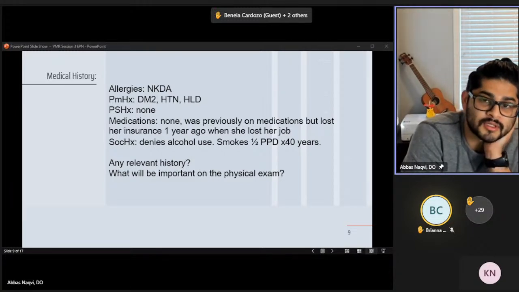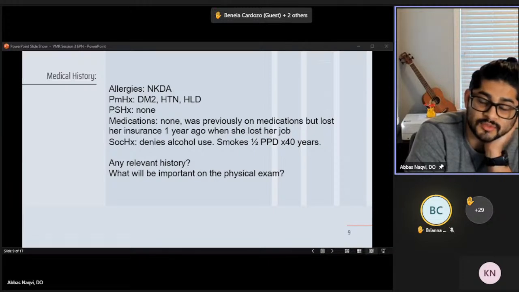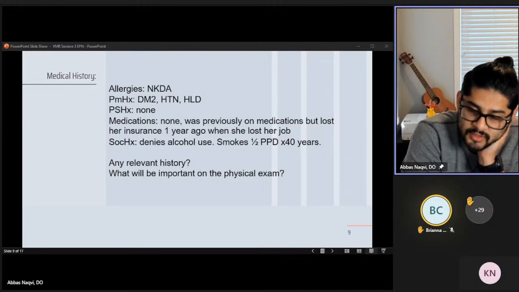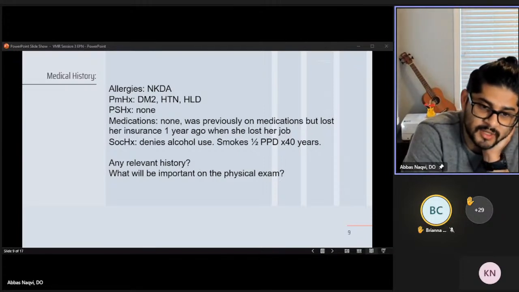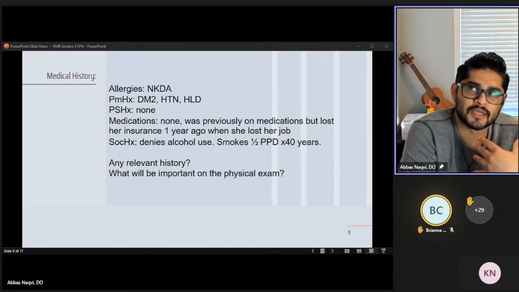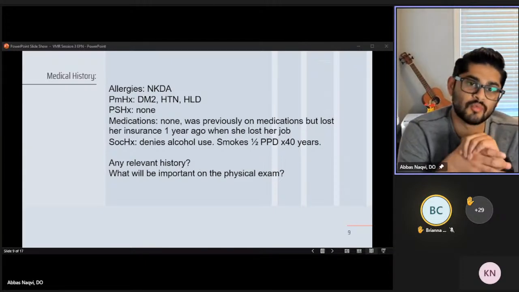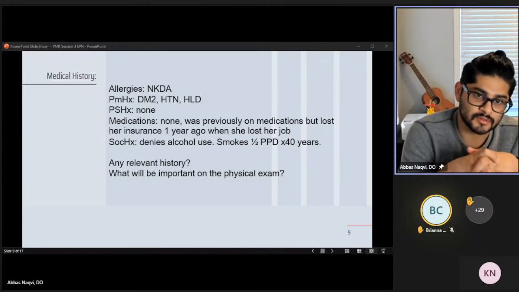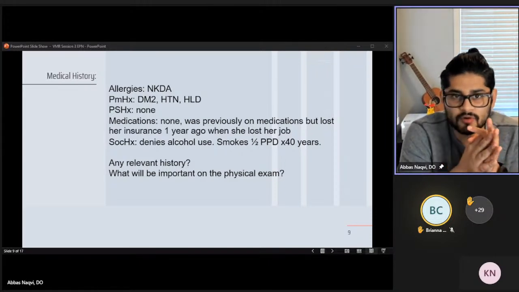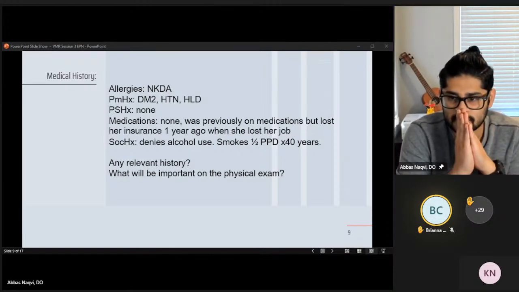But the point of what may alleviate the pain is actually really important, right? Because if it's musculoskeletal and there's some movement that she does that may alleviate the pain, that moves us less toward intra-abdominal pathology and more toward a musculoskeletal issue. But okay, perfect.